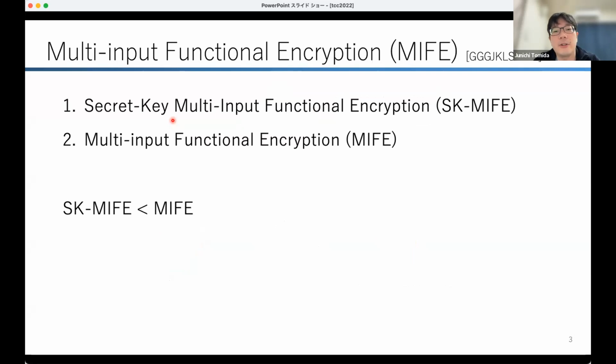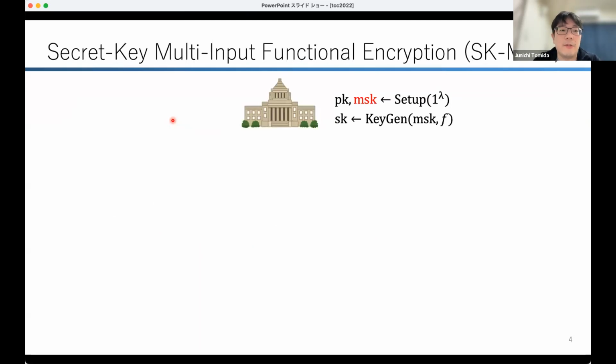And multi-input functional encryption is a generalization of functional encryption, which can handle multiple input functions. And in this talk, I will use 2 variants of MIFE. First is secret key MIFE, and the second is standard MIFE. Basically, secret key MIFE is a weaker primitive than standard MIFE. So first, I will explain secret key MIFE.